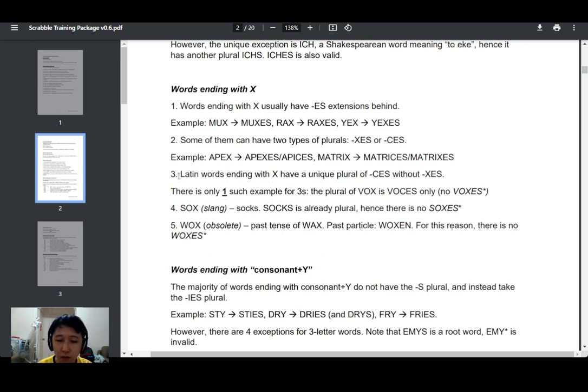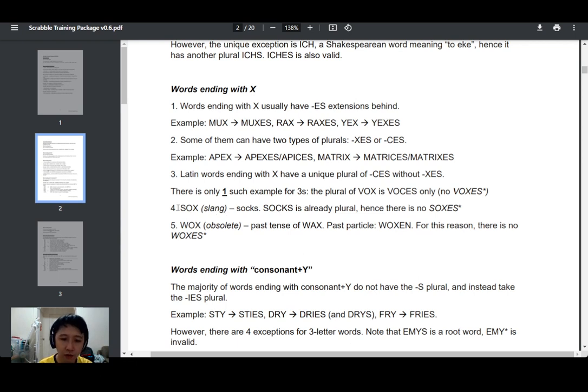Then moving on. For words that are Latin, that end with X, they have a unique plural of ces without the xes. So here is the catch. There's only one such example as far as we are concerned about 3-letter words, and that is vox. Vox means vox populi, the voices of the population, so it will become voces. It's more like the plural has been set by the people from earlier generations. So my point is to show there is no voxes.